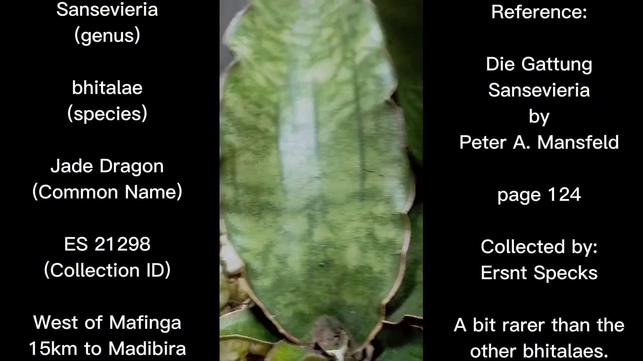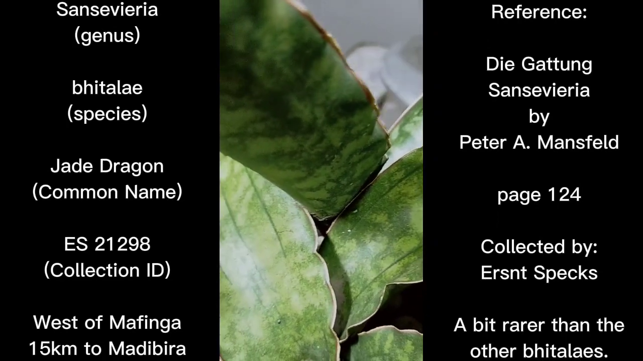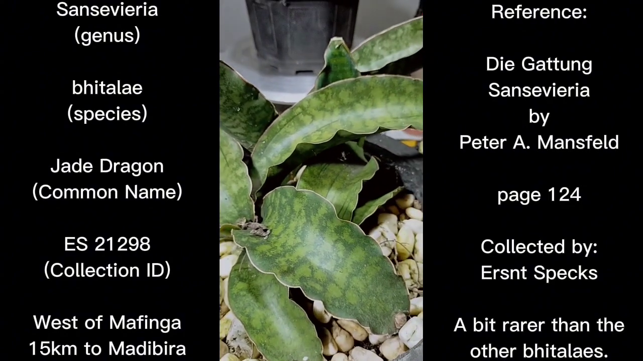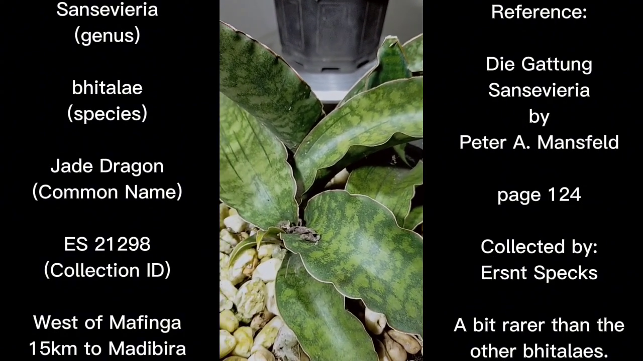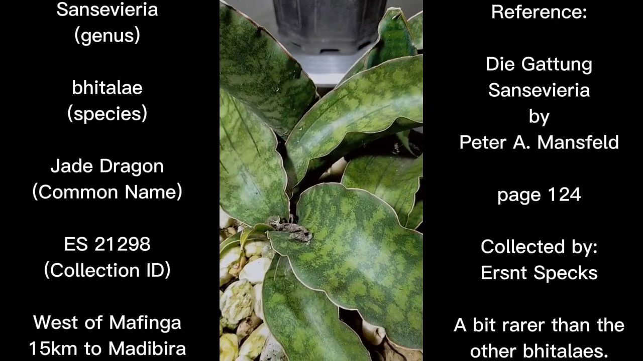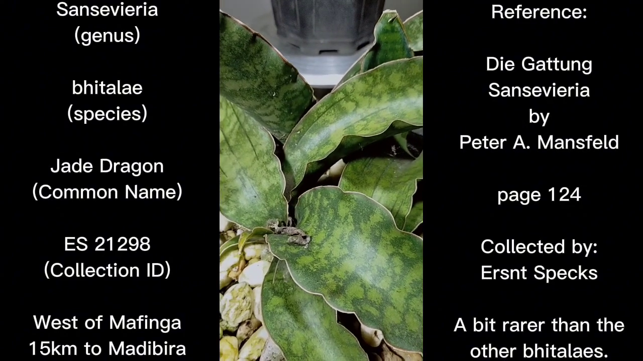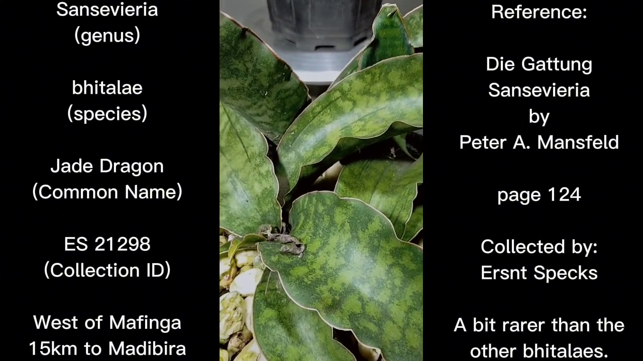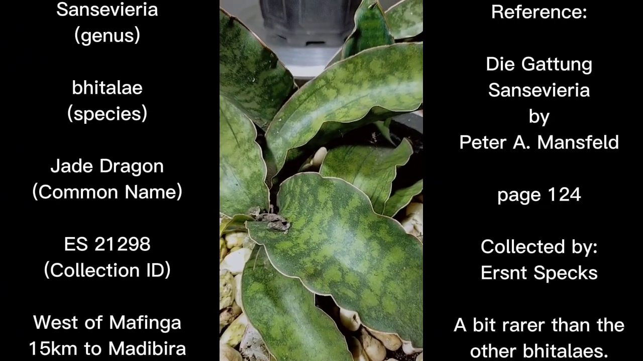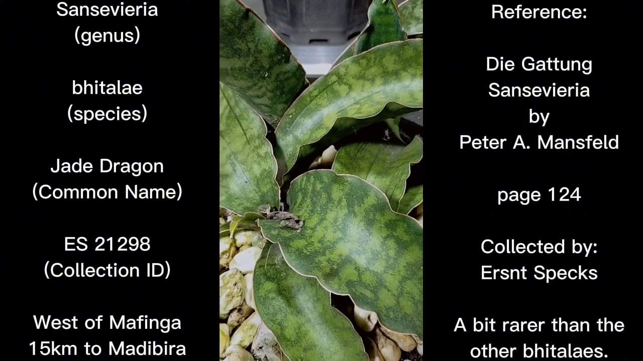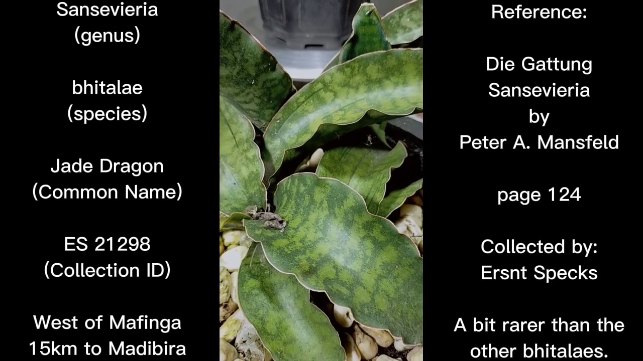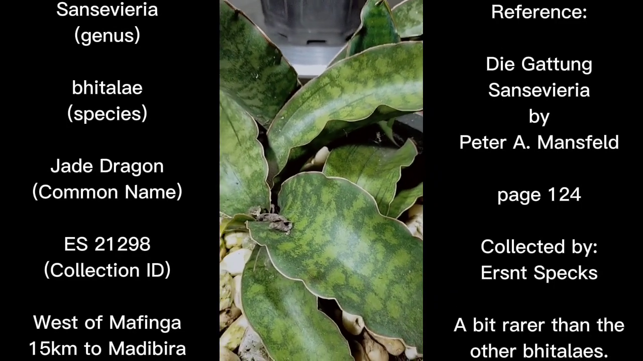So going back to the Jade Dragon, first we'll check the specimen itself, and later on I will be checking the characteristics and describing ES21298 as a species, or the Jade Dragon as a species, and I will be emphasizing the differences between 21298, 21833, and all the bhitalaes that I have featured so far.